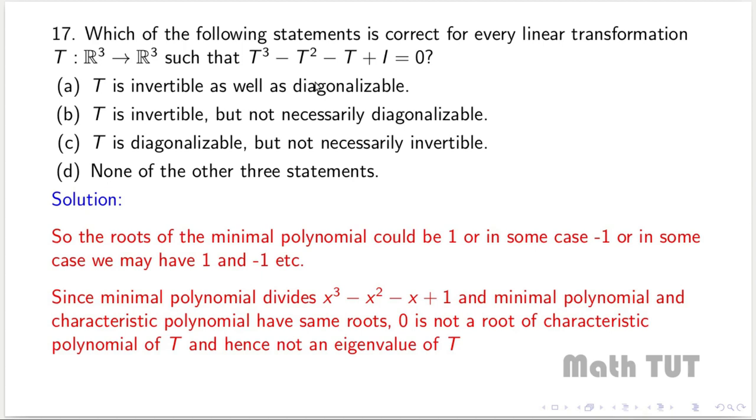But we are sure that 0 is not a root of the minimal polynomial. And we also know that the minimal polynomial and the characteristic polynomial both have the same roots. So in this case, the characteristic polynomial will also not have 0 as a root, from which we can confirm that T is actually an invertible map.